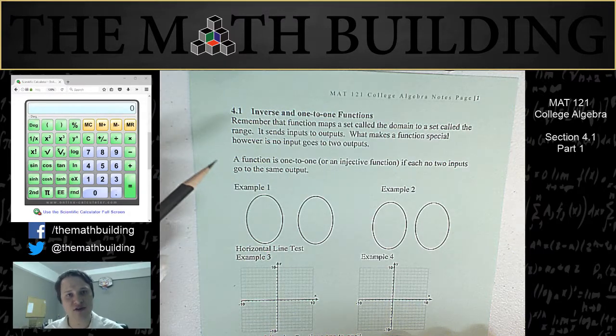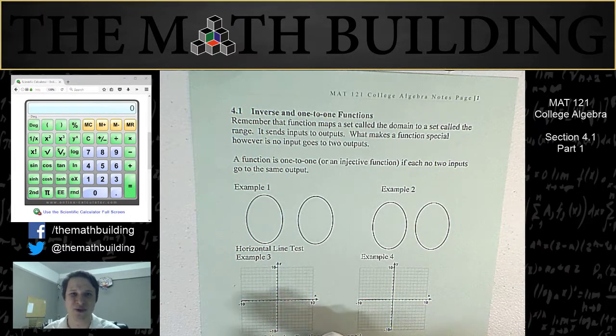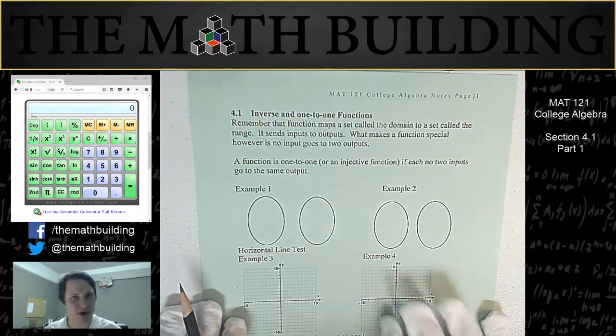Chapter 4 is going to look at inverse functions as well as some special types of functions, and then talk about exponential and logarithmic functions, which are really cool. So let's get started. To review, what is a function?